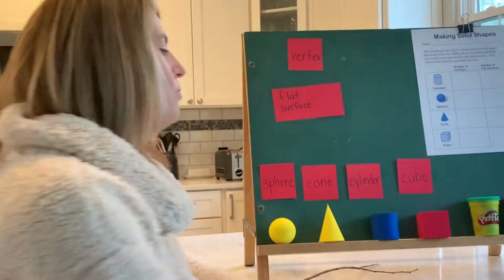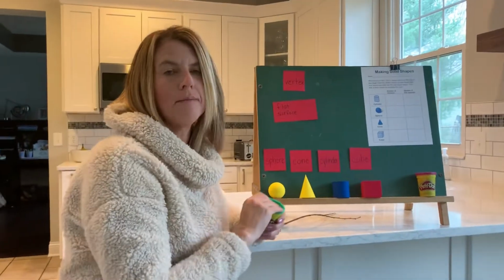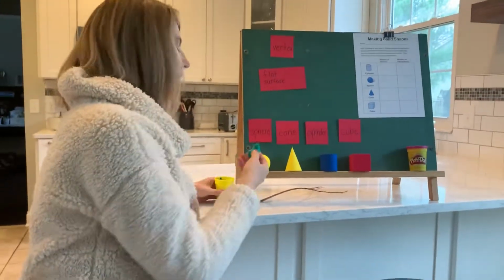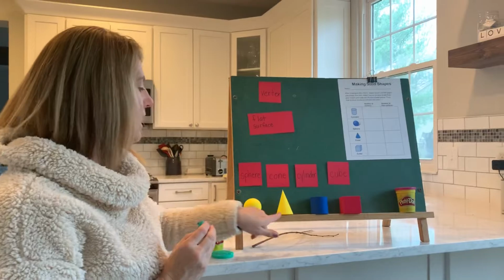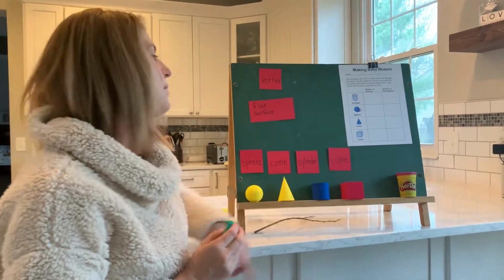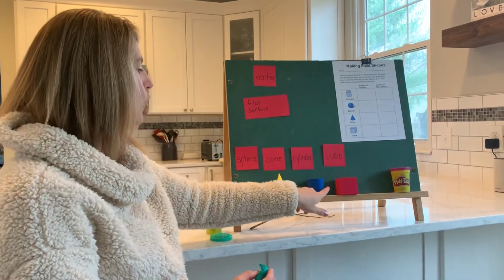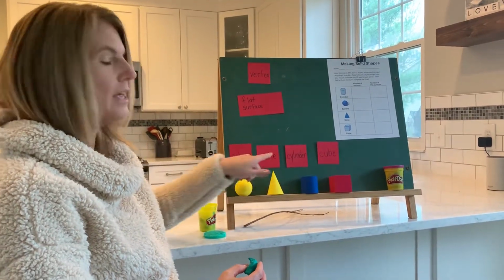Today, what I want you to do is take your Play-Doh. I'm going to use this Play-Doh so that you can see it. And I want you to take a glob of Play-Doh out and try to make each of these 3-dimensional shapes so that it shows where there's a flat side, a curved side, and a vertex.